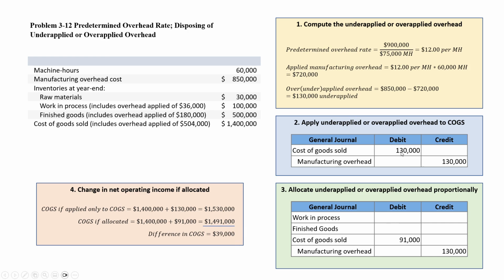You can also look at it this way: $130,000 versus $91,000. So if we apply it only to cost of goods sold, all $130,000, our expenses are going to be greater, which means our net operating income would be less. Now, you don't want to choose the way you allocate it based upon making your net income higher or lower. That's not the game we're trying to play. I just want to show you it is going to have an effect. Obviously, the allocation method is more accurate, but it is going to take more time to work through it.